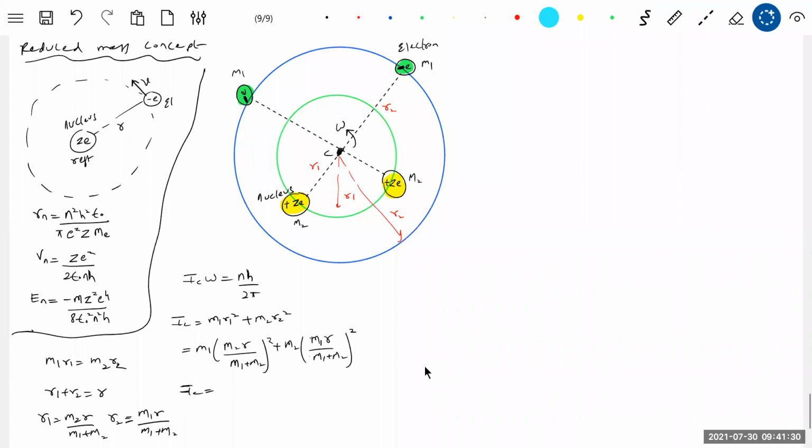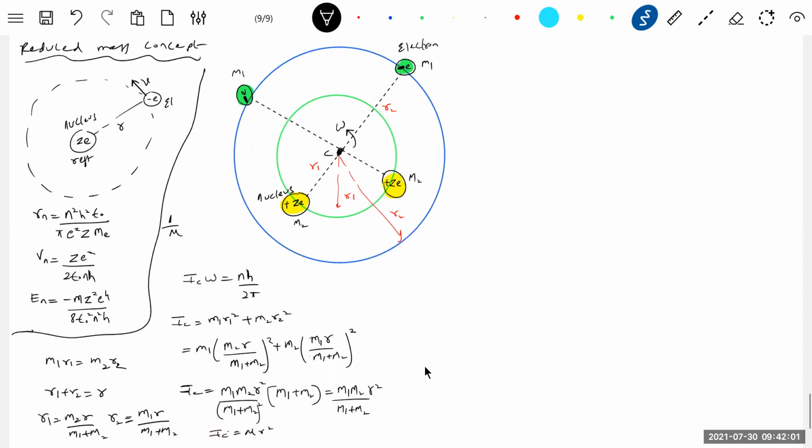Okay, let me simplify further. So this will be, I think, m1 m2 coming outside, r square also, m1 m2 whole square, and here will be m1 plus m2. So finally it will be m1 m2 by m1 plus m2 times r square. What is m1 m2 by m1 plus m2? We'll call that the reduced mass. How do you define 1 by mu? So this mu is called the reduced mass of the system.